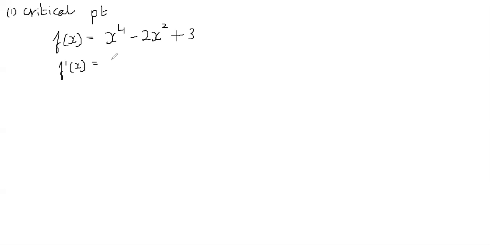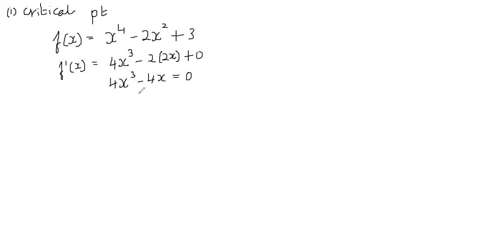If it is x to the power of 4, 4 will be coming down, the power will be reduced by 1, so 4x cube, minus this 2 will be coming down, and what is remaining is x. The power will be reduced by 1, so 2 minus 1 is 1, and differentiation of a constant is 0. So we have 4x cube minus 4x, and we can equate this f dash x equal to 0.